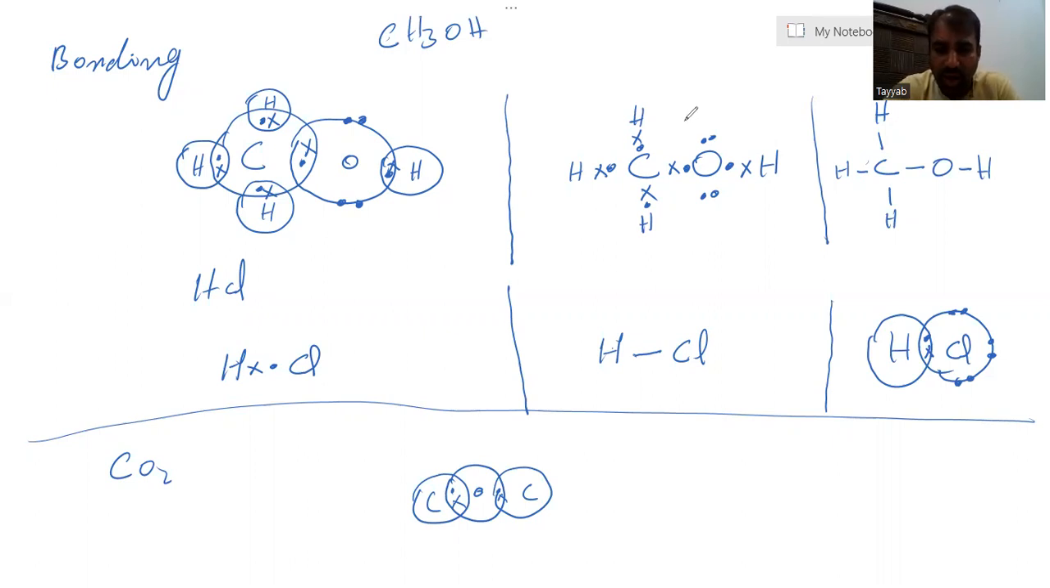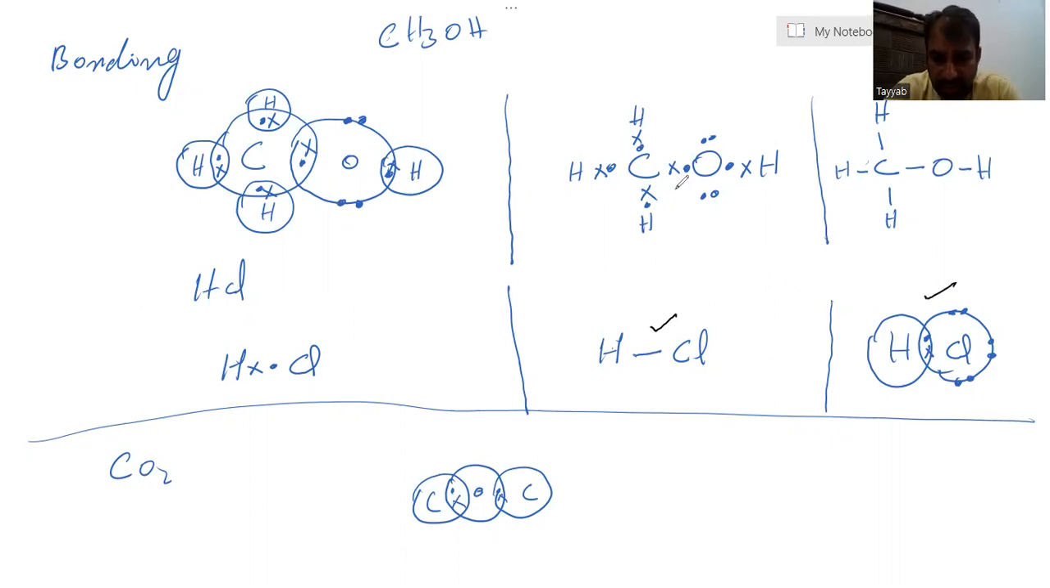Next, we can show it this way. If we are going to draw the outer electrons only, the electrons of carbon are shown with the help of dots, and the electrons of other atoms are shown with the help of crosses. Here is another example, hydrogen chloride, HCl: H with a cross and chlorine with a dot. We can show it again this way and this way. If you want to show it, all are correct.